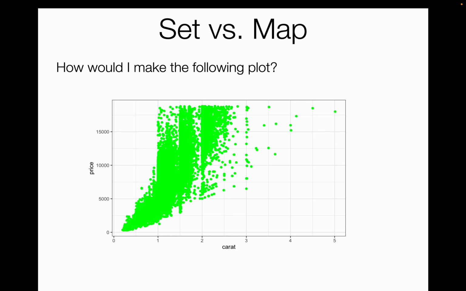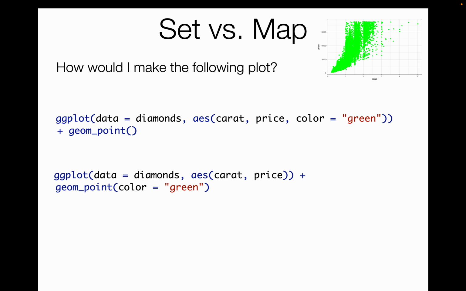So think about it. This is the diamonds data set. So there's carat and price, which are two variables inside of diamonds. You may have used carat or price. And your turn. How would I make this plot? All right, so I have an example here. I'm going to try.